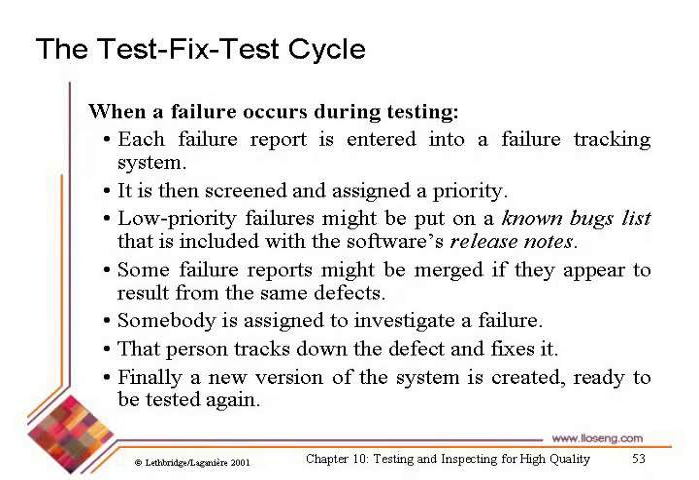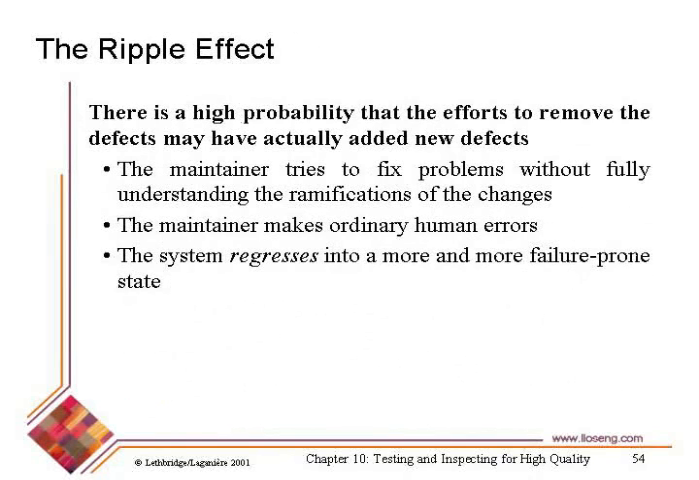And unfortunately, what happens is as you fix problems, that gives rise to new problems. And so we have what's called the ripple effect. And the ripple effect is where you continue to have new problems occurring because the old ones were fixed incorrectly. And we talked about that concept earlier on. And the system is sometimes said to regress into a more and more failure-prone state as you fix bugs incorrectly.